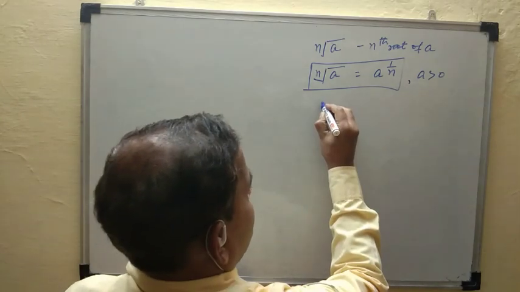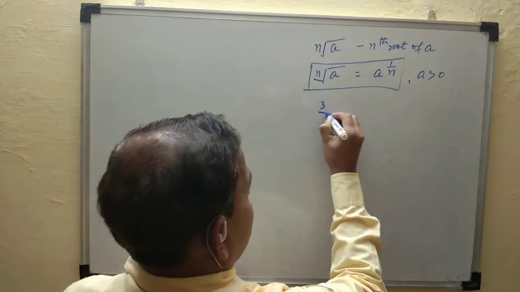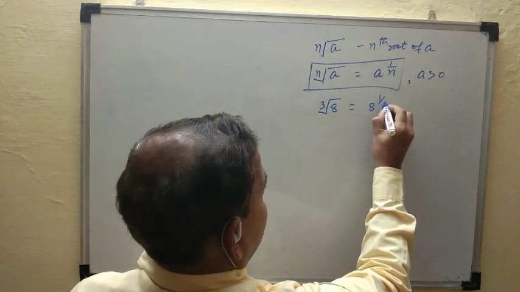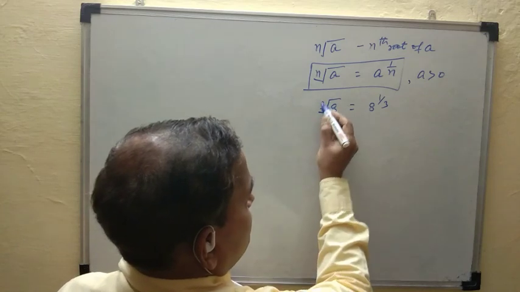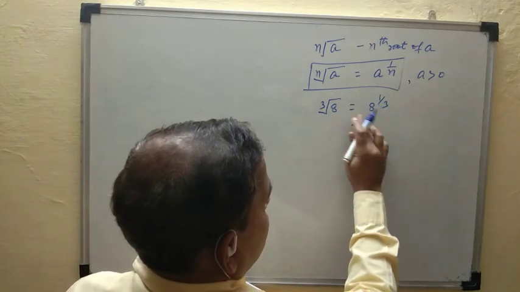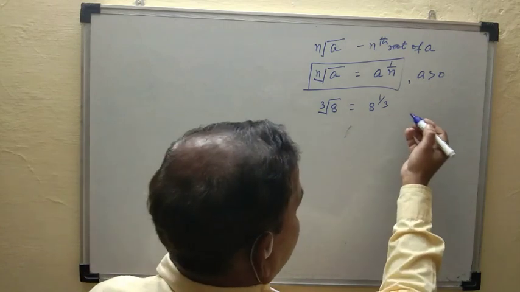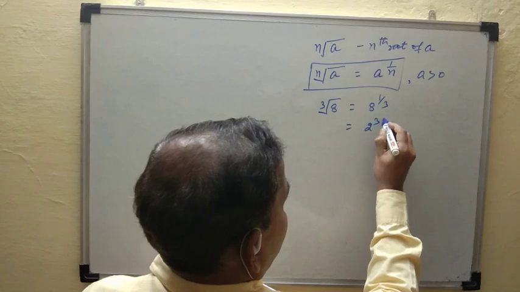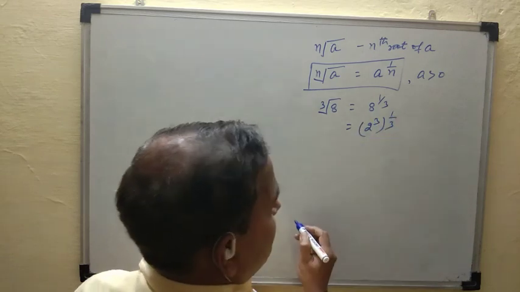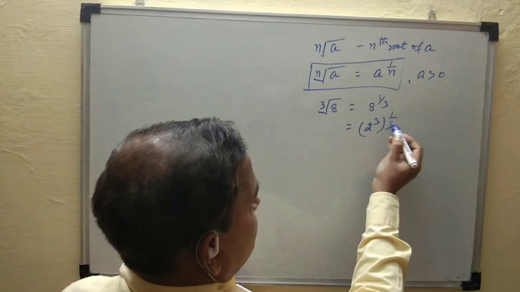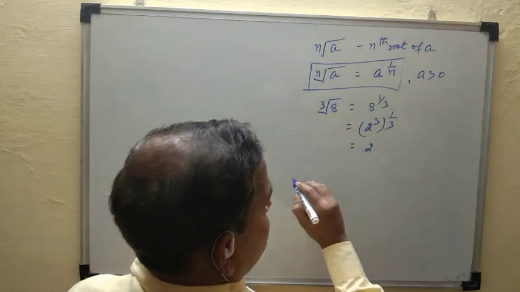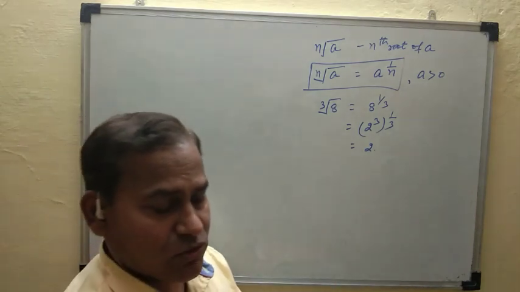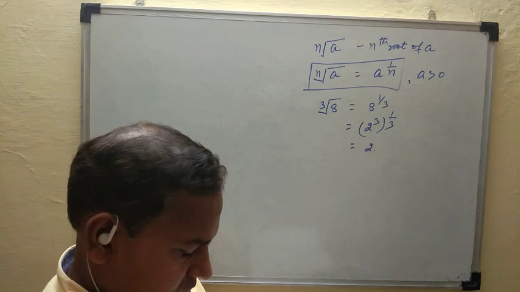For example, suppose cube root 8. This can be written as 8 to the power 1 by 3. If we simplify it, this 8 can be written as 2 to the power 3, whole to the power 1 by 3. Both powers multiply, so 3 and 3 cancel, so the power is equal to 2 to the power 1, that is 2. So this is the nth root.